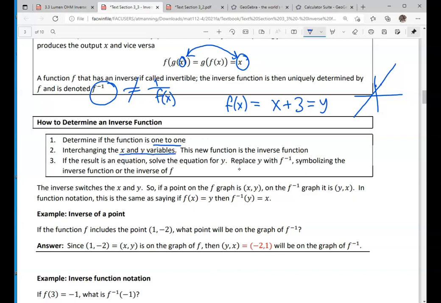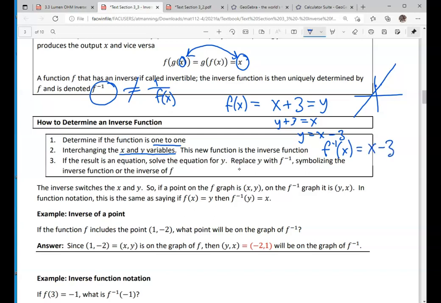Interchange the x and y. Okay, let's do that. We'll say y plus 3 equals x. And now solve for y. The new function is the inverse function. y plus 3 equals x. Well, subtract 3 from both sides, and I see y equals x minus 3. This is my new inverse function, and now instead of y, I can say f inverse of x equals x minus 3.